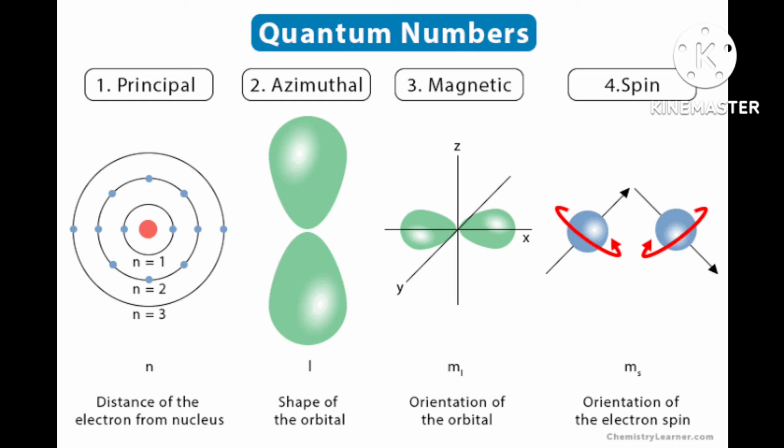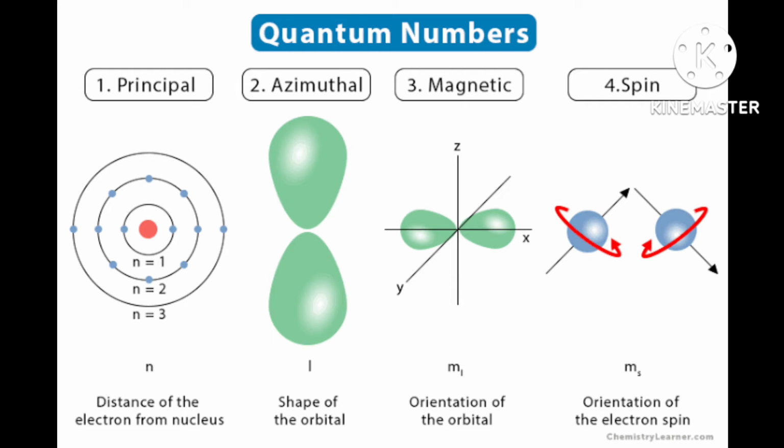For example, in the first cell N is equal to 1. Then there is only one subcell, which corresponds to L is equal to 0. I told you 0, 1, 2, 3, 4. Then if N is equal to 1, there is only one subcell which corresponds to L is equal to 0.